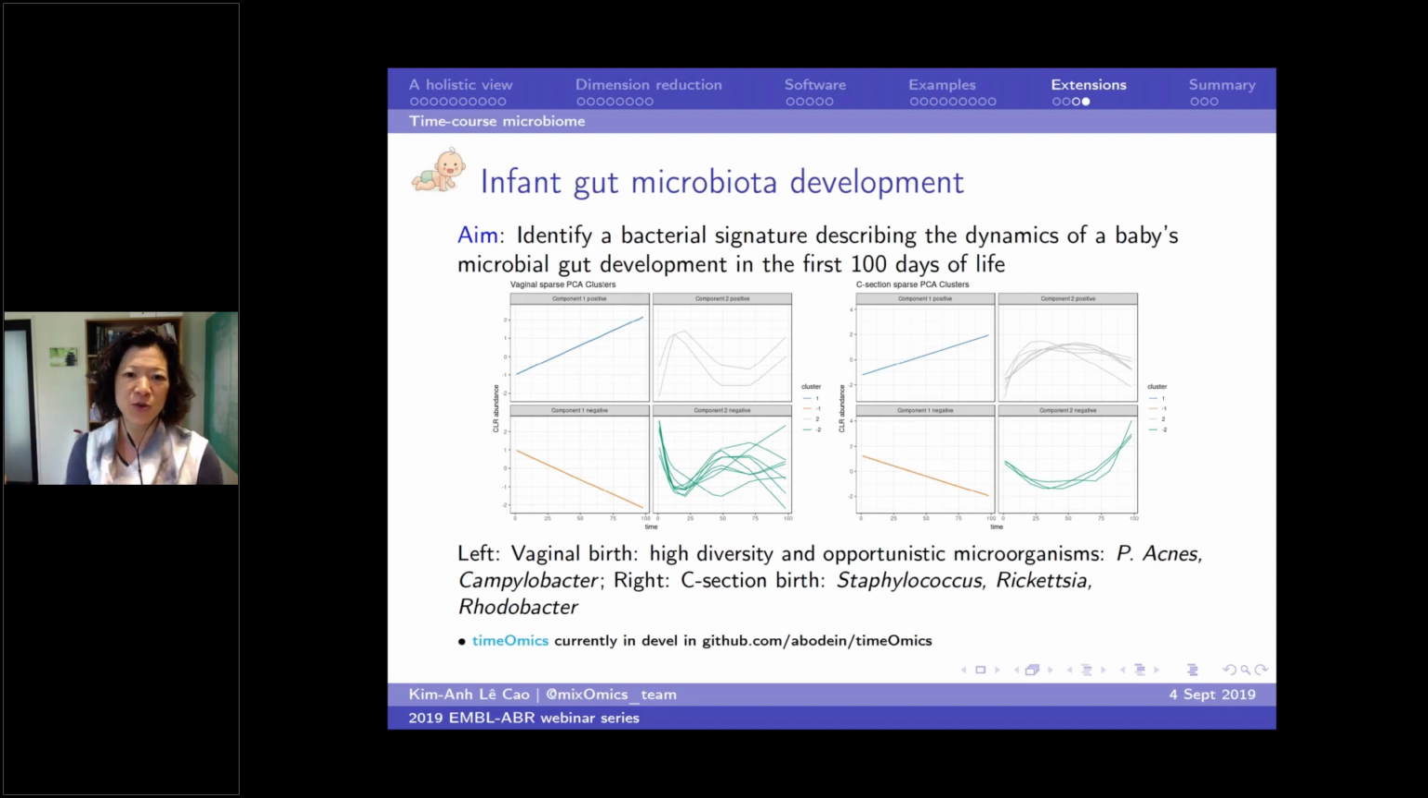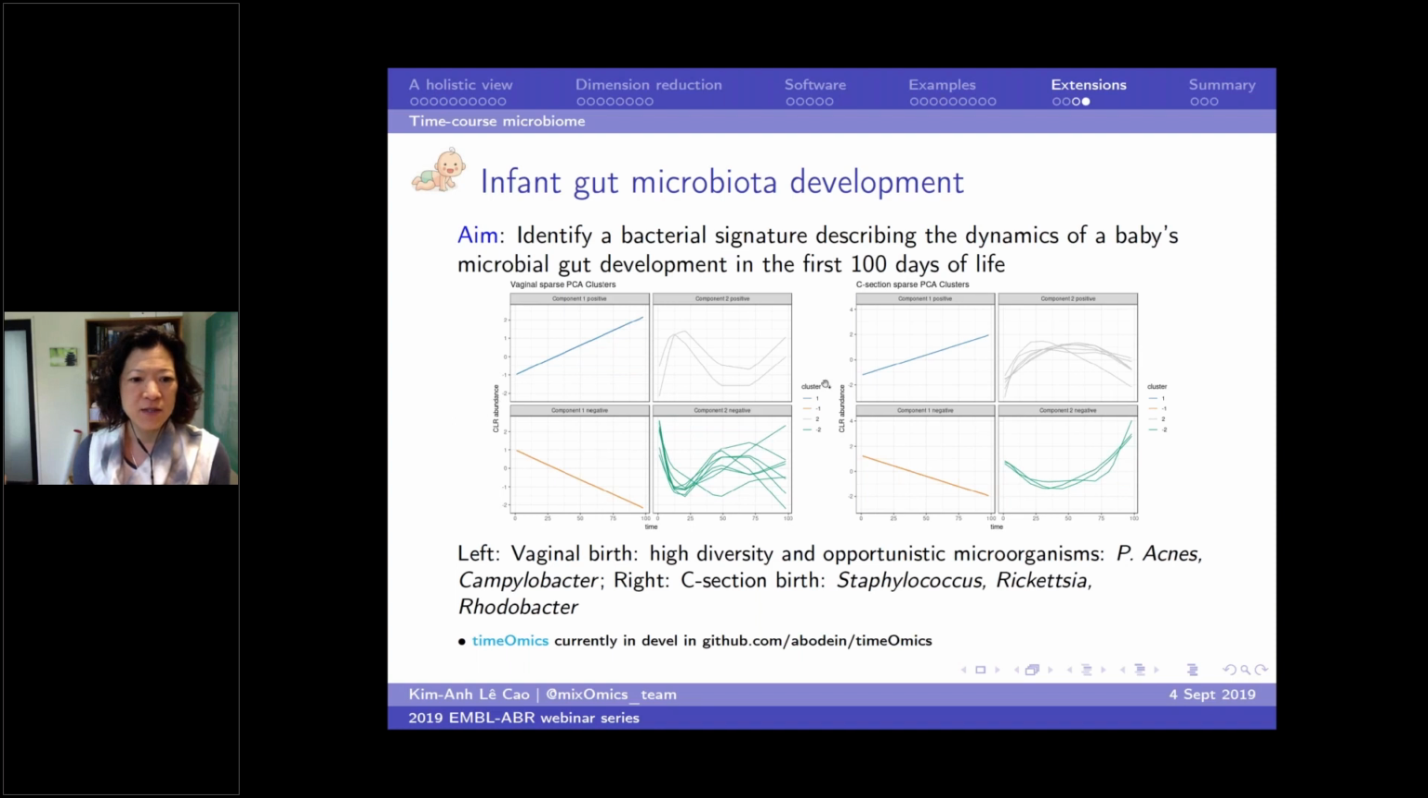It's the infant gut microbiota development. Basically, we were interested in identifying a bacterial or microbial signature. So this is microbiome data that would describe the dynamics of the gut microbial development in the first 100 days of life. And so you can see those different trajectories that we have modeled and then clustered using the method in mixOmics. So the time is in the x-axis, and this is the abundance.